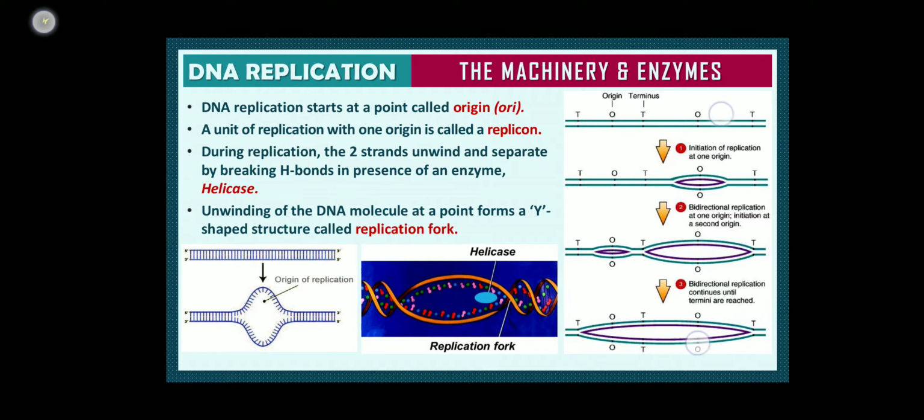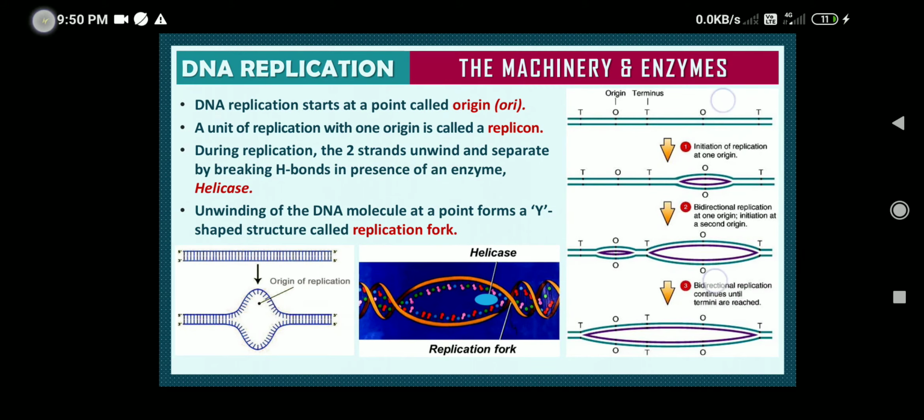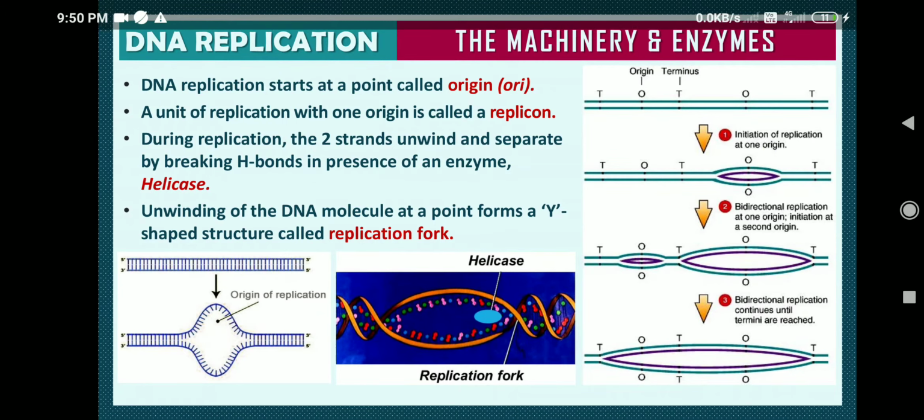Replication continues in both directions until they reach the terminus. Replication can take place at multiple origin sites. So DNA replication starts at a point called the origin. A unit of replication with one origin is called the replicon, students.